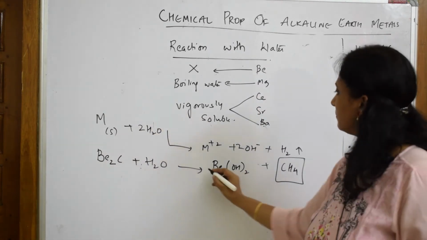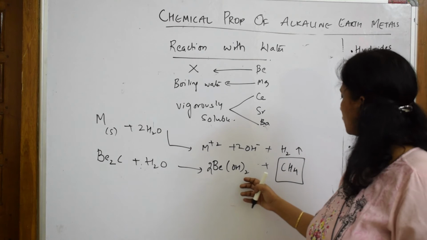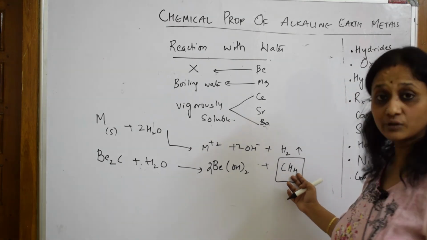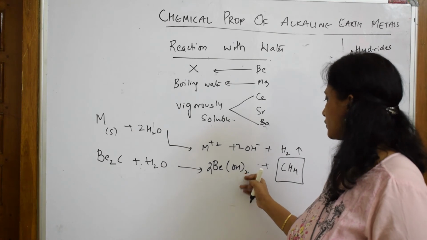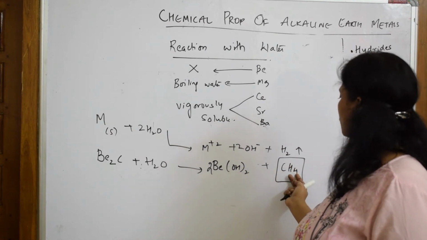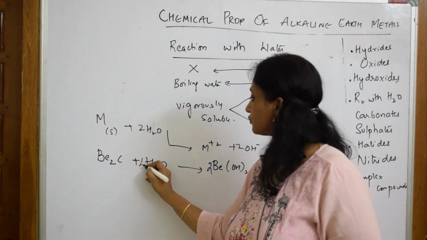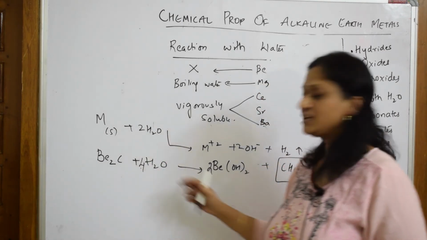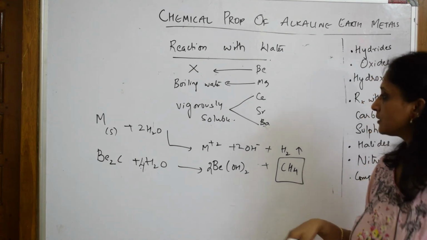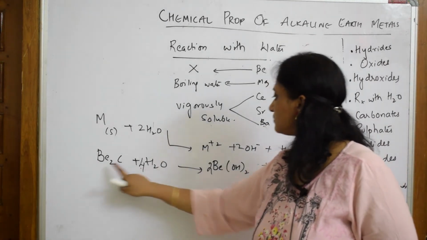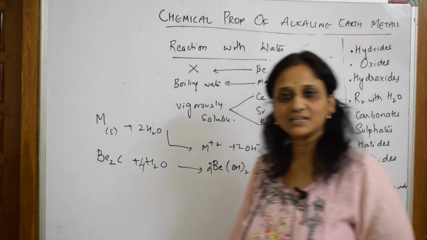Beryllium is 2, so let me write 2. Now how many hydroxyl groups are there? 2 2s are 4, 4 plus 4, 8. How many oxygens are there? 2 oxygens, 2 2s are 4. So here 4 hydrogens, here 8 hydrogens. So let me write this as 4. Now 4 2s are 8 hydrogens here, and 2 2s are 4 plus 4, 8 hydrogens here. Beryllium is 2, beryllium is 2, oxygen is 4, oxygen 2 2s are 4. This is the balanced reaction.